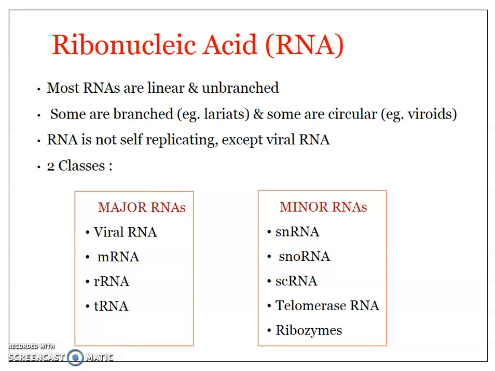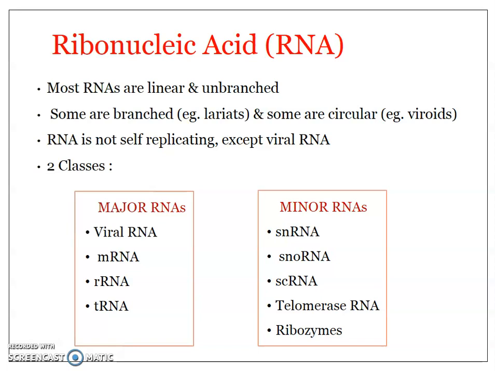But RNAs in general don't have the ability to self-duplicate. They cannot make copies of themselves, unlike the DNA. But the viral RNA is an exception where it can take up self-duplication. It can make a copy of itself, just like DNA replication.